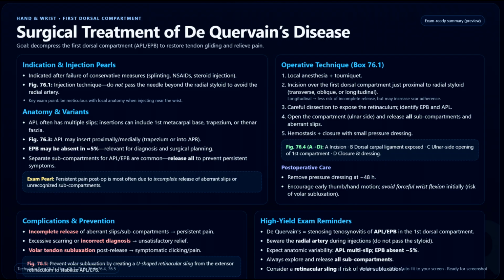In summary, surgery for de Quervain's disease is highly effective when performed correctly, but attention to anatomical variations, careful dissection, and prevention of complications are essential. For exams, remember the key points: anatomical variability of the abductor pollicis longus, the occasional absence of the extensor pollicis brevis, the importance of releasing all compartments, and the potential complication of volar tendon subluxation.